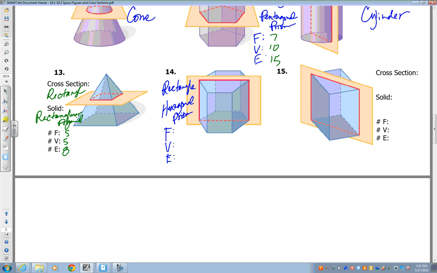Hexagonal prism. Faces. Faces, vertices, and edges. How many faces does it have? 8? Yeah, and 18. Okay, this is rectangular. It's a rectangular prism, and you should have 6, 8, 12.